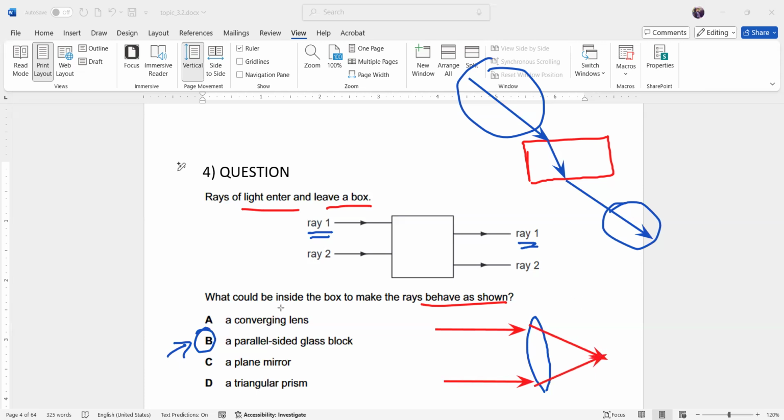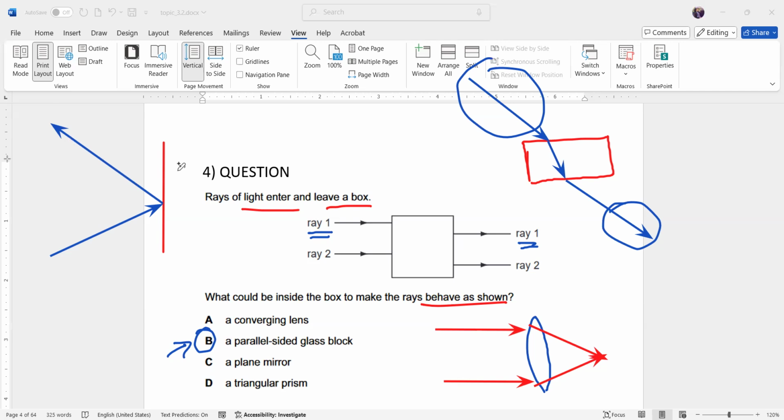So it's not happening. A plane mirror is a reflecting surface. If it was a plane mirror, how should it happen? The rays which strike the surface and the rays which bounce back would change direction as well. But in this case, it is emerging out, it means it's not a mirror.